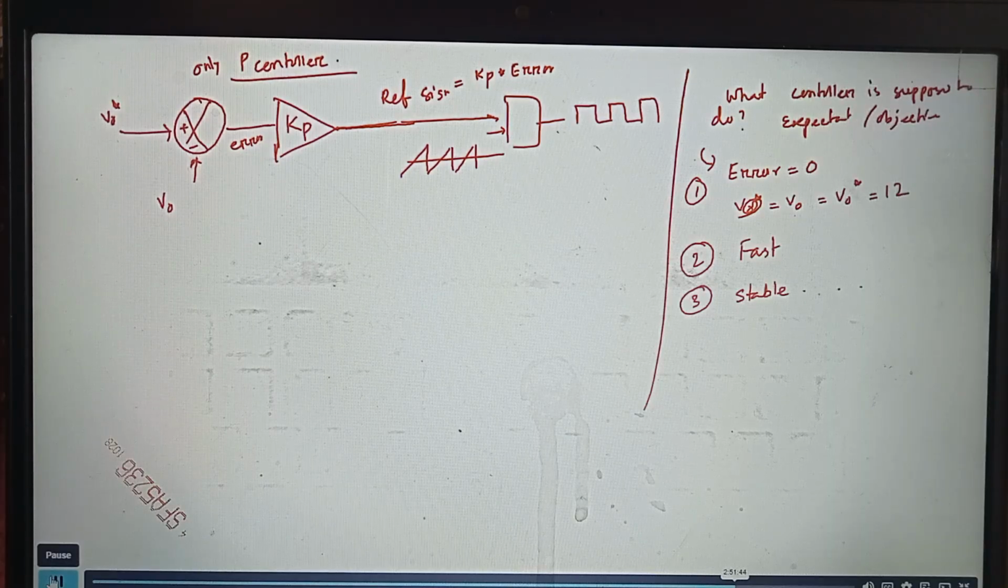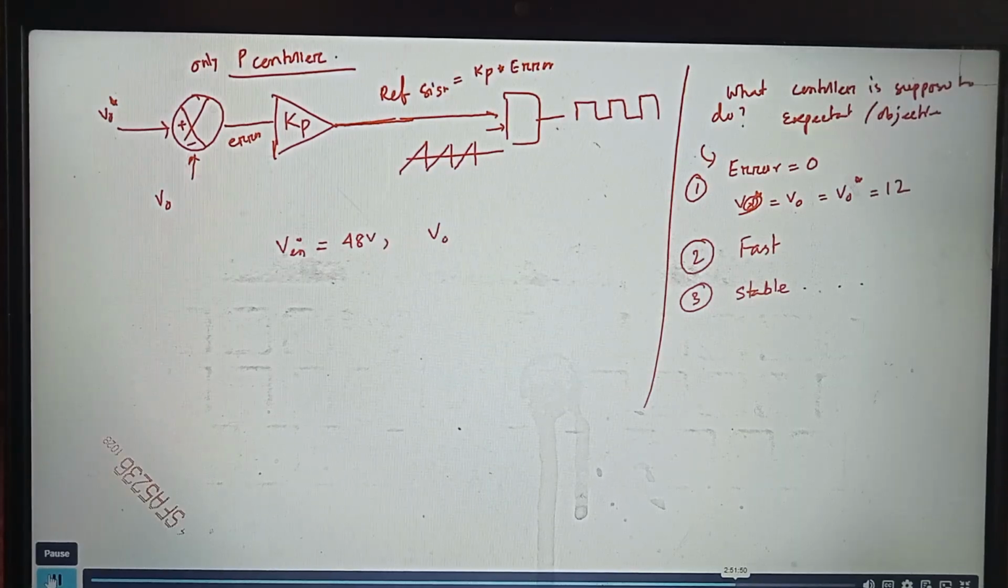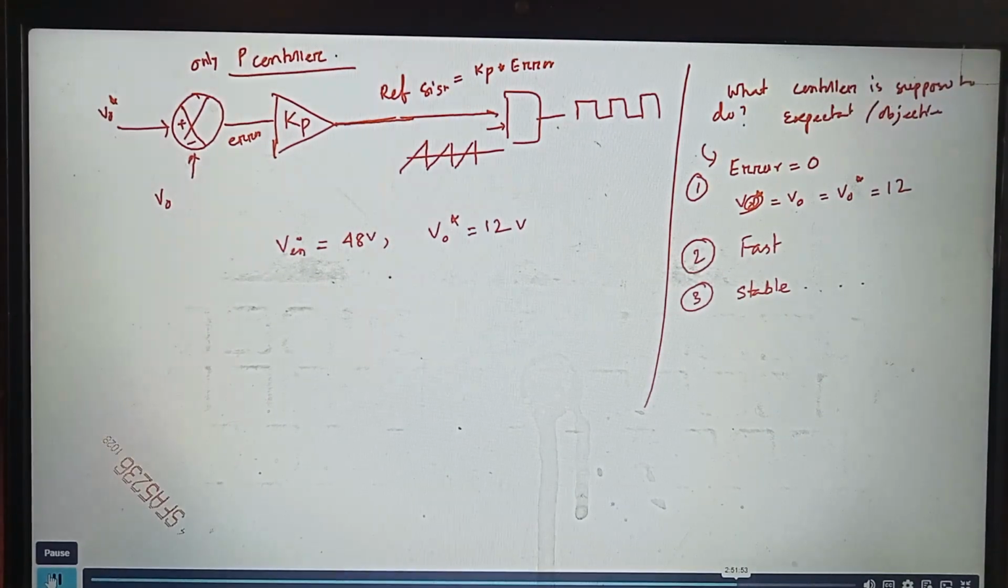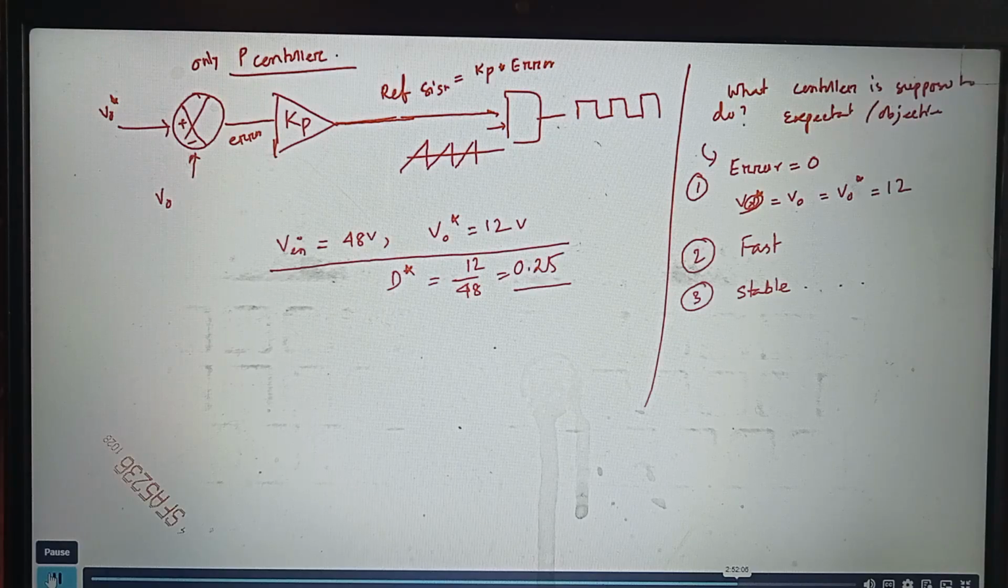Now, in this case, just we'll take fixed input. V input is 48 volt, right? V output we want is 12 volt, just for simplicity. So D we want is 12 by 48. That means 0.25. We discussed this earlier also. So what is the value of D we want to achieve this? Is 0.25. But problem is that with P controller, it is not possible.